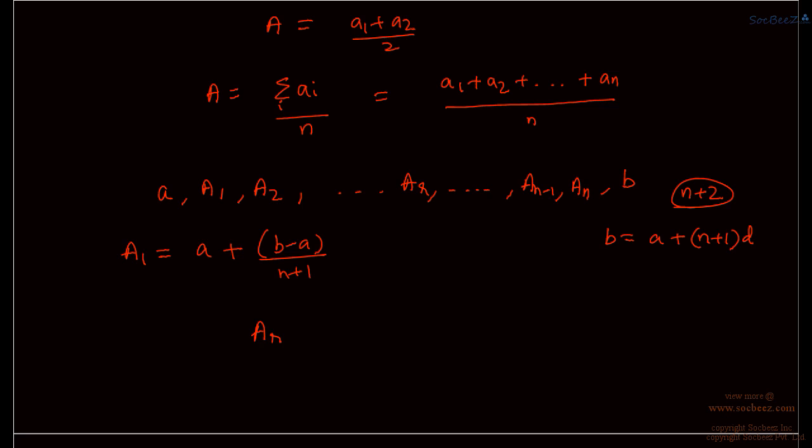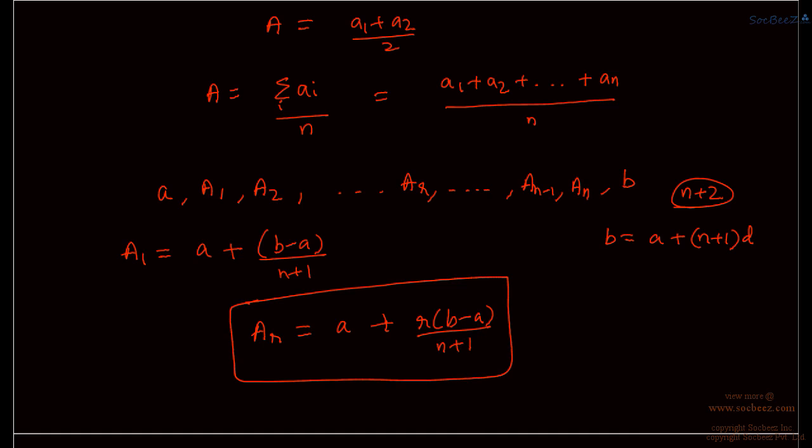So we can write the general form as Ar is equal to, for any general term in this, Ar is equal to A plus r times (B minus A) by n plus 1. Note that we know A, we know B, we are supposed to find it for Ar, so we know r, we obviously know the n, so we can easily find it from this equation, right?